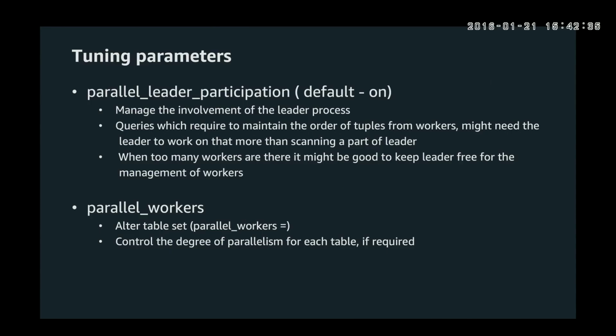If you want to set up parallel query to work at the table level, there is this parameter, parallel workers. So let's say you have 100 tables in your system, and you only want parallel query to be working on 4 or 5 of them. The rest of it, you don't want parallel query to be working on. You can set parallel workers to a particular number at the table level.